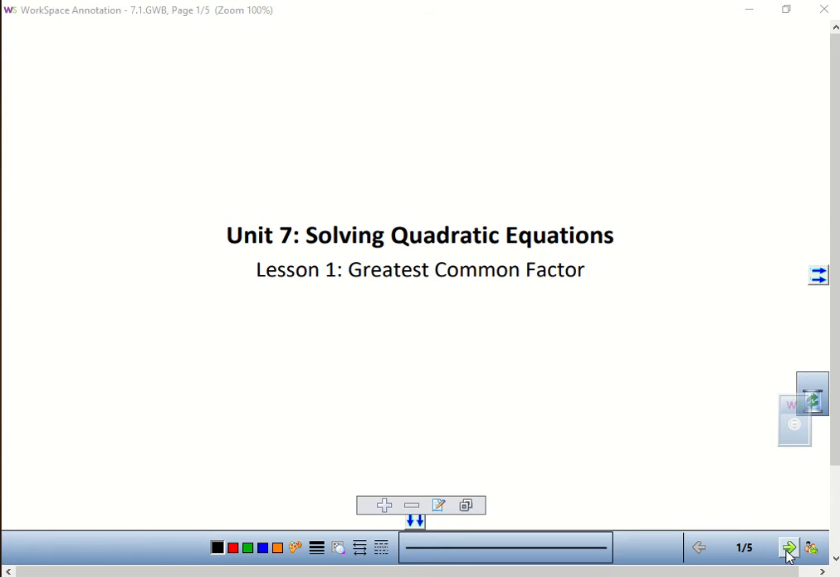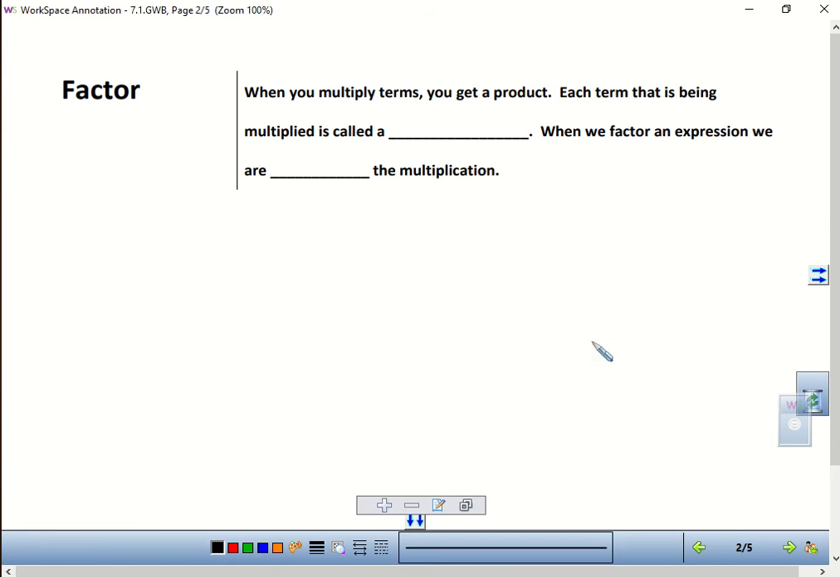So let's talk about what the greatest common factor is, what all of this means. When you multiply terms, you get a product, and each term that is being multiplied is called a factor. That's called a factor.